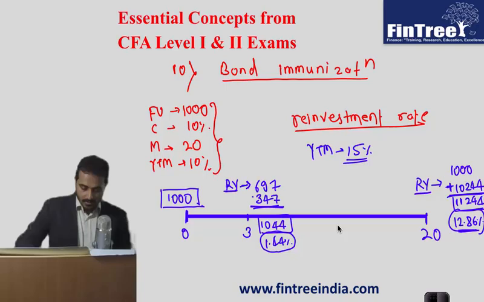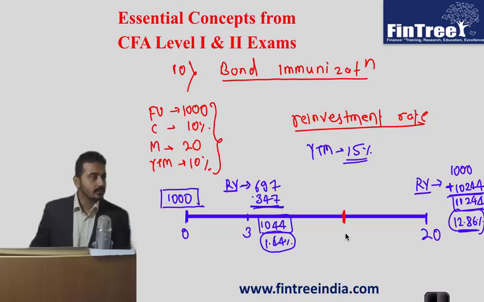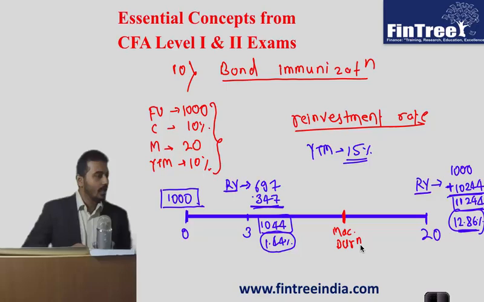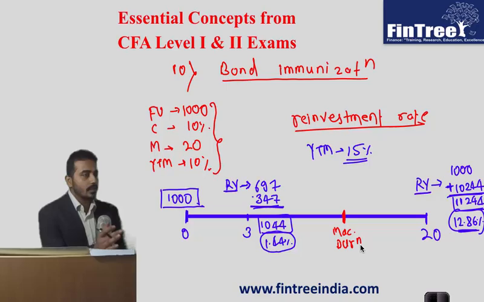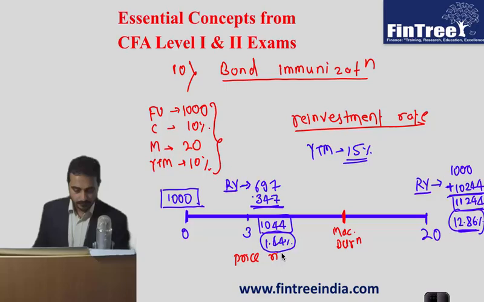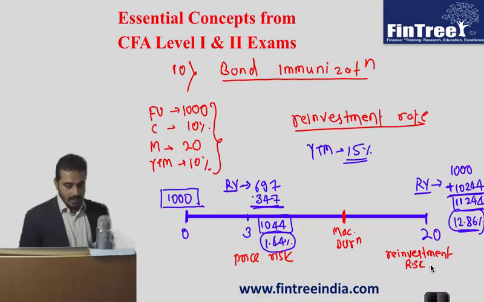So what is that point at which both price risk and reinvestment risk will offset each other? Right, so we saw that point could be approximated by Macaulay's duration. Though at level 3 they use a slightly different convention, you can approximate that point by Macaulay's duration. So if you keep your holding period equal to the Macaulay's duration, then both price risk and reinvestment risk will offset each other. So your realized yield will be closer to 10%. If your holding period is less than that, on the left of this continuum, you're exposed to price risk. And if your holding period is more than this, then on the right hand side of the Macaulay's duration, you're exposed to reinvestment risk.